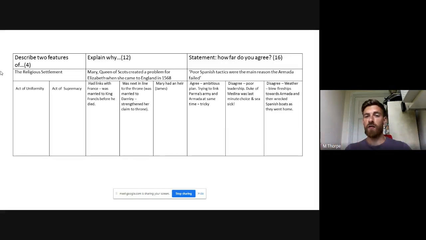So I've said, yes, I agree to some extent because it was an ambitious plan trying to link together the Armada at Calais along with Parma's army, always meant that something might go wrong. However, you can disagree and say that the Armada failed because of poor leadership. So the Duke of Medina was a last-minute choice, and he also suffered from seasickness. Or you could also say, I also disagree because of the weather. Without the weather, the fire ships that were launched by Lord Howard would not have gone towards the Armada. And when the retreating Spanish ships were going home, it was what blew them against the rocks in northern Scotland and on the Irish coast.